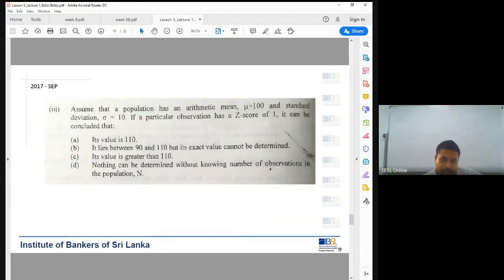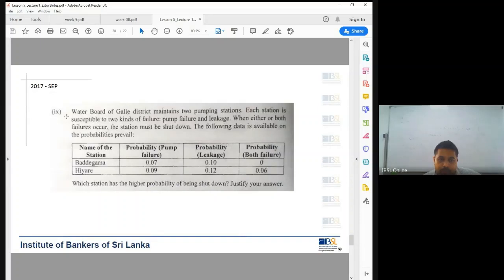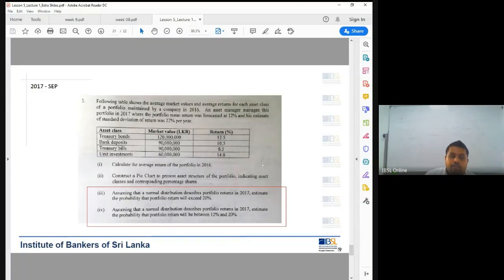In the 2017 September paper also, there are a couple of questions. Subpart number 3 of question number 1 is an MCQ. Subpart number 4 is also an MCQ. Subpart 9 is also an MCQ you can attempt. And then we have the question related to portfolio theory. We have 2 parts given for 5 marks each. If you look at the nature of the question, it is the exact same thing that we practiced previously. We have a normal distribution and estimate the probability exceeding a particular value or in between particular values.